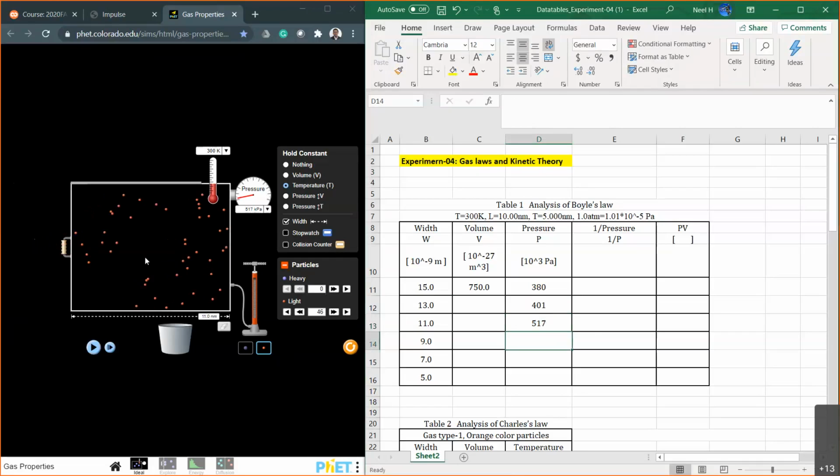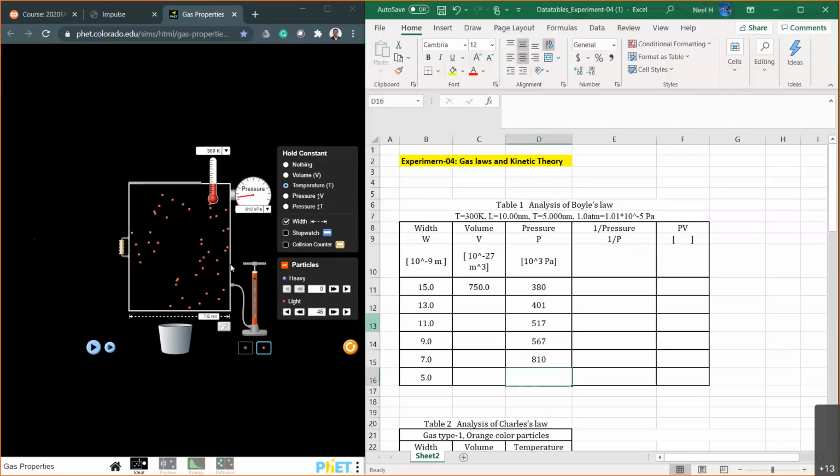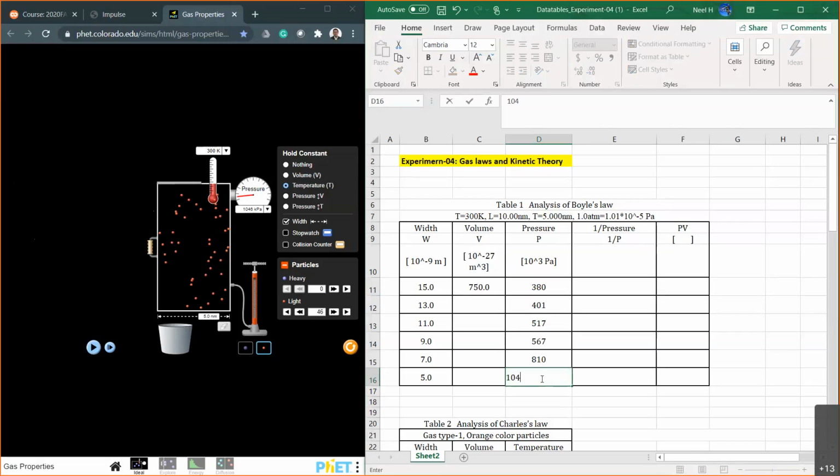517 at 11, and then let's go to 9 nanometers. 567. That's what you have to keep track of, because the pressure must be increasing as we go in the volume decreasing direction. That's what Boyle's law means, right? As far as you observe that behavior, then you find 810. And the last one is 5. I think that's the smallest value you can go to for the volume in the container. That is 1046 kilopascal.